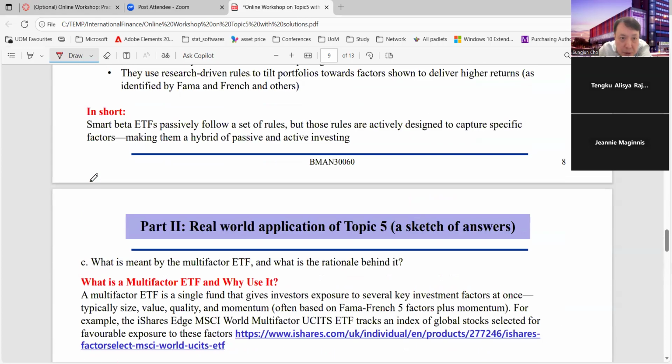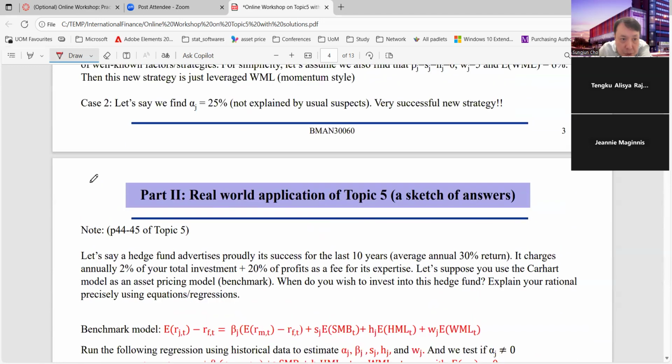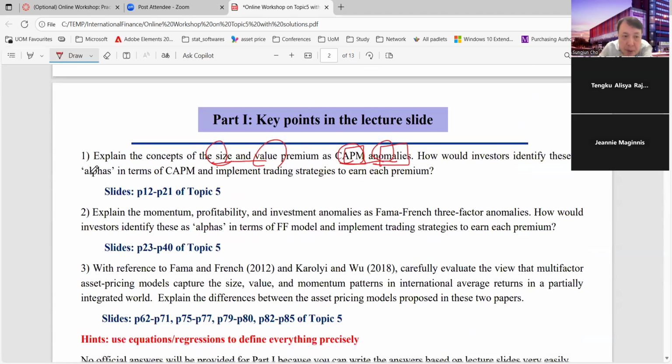So in the previous question we are talking about now, explain the concept of size and value premium. You need to explain what that means, and you need to explain alpha of small and alpha of value are positive right after explaining the meaning of anomaly using alpha and the regressions. And then this question asks you to identify how an investor identifies this as alpha? Yeah, we already explained that. And this part, implement trading strategy to earn each premium.